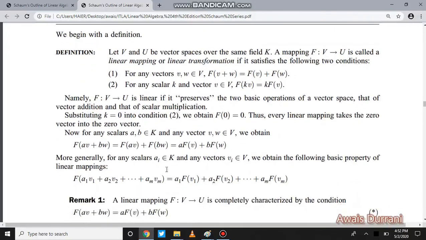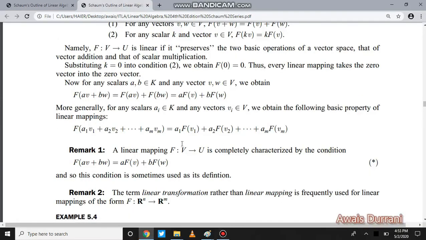And if we generalize this property, and we say that there are not only two scalars a and b, there are many scalars ai, for example a1, a2, a3, a4, many different scalars belonging to the set K, and many different vectors v1, v2, v3 belonging to V. Then we generalize this property like f of a1 v1 plus a2 v2 plus up to am vm. We can generalize it like this. This is how we generalize the two conditions of the basic definition of the linear transformation.